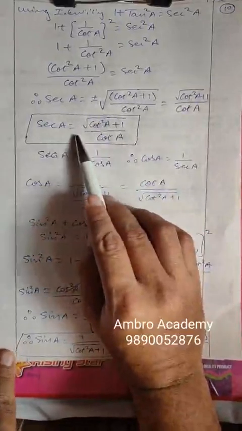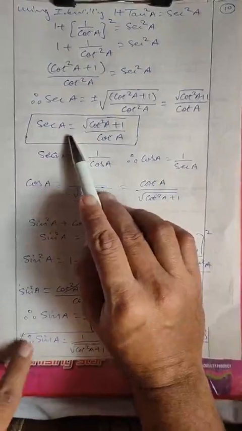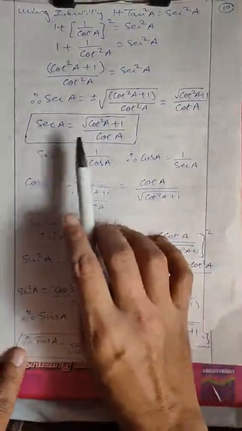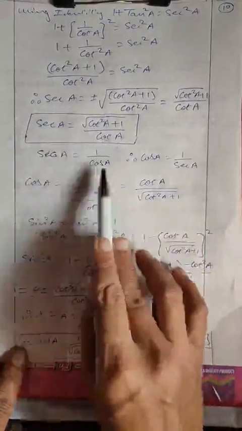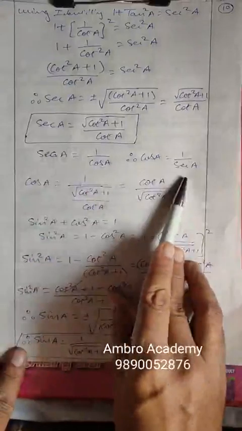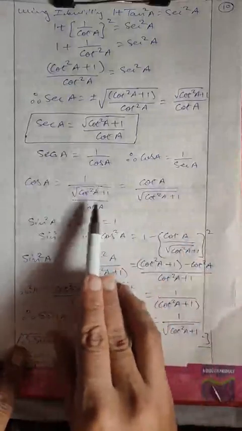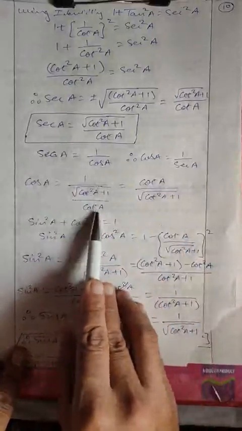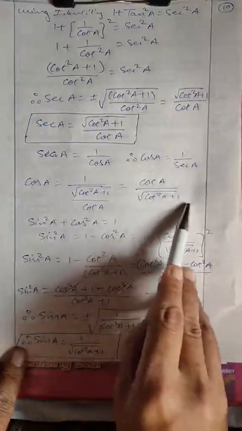Why have we taken plus? At the end, after solving this question, I have put a note. We will go through that. First of all, just hold on that sec a is equal to plus under root cot square a plus 1 upon cot a. Sec a is equal to 1 upon cos a, so cos a is equal to 1 upon sec a. So cos a is equal to 1 upon under root cot square a plus 1 upon cot a. It becomes reciprocal. Cos a becomes cot a upon under root cot square a plus 1.